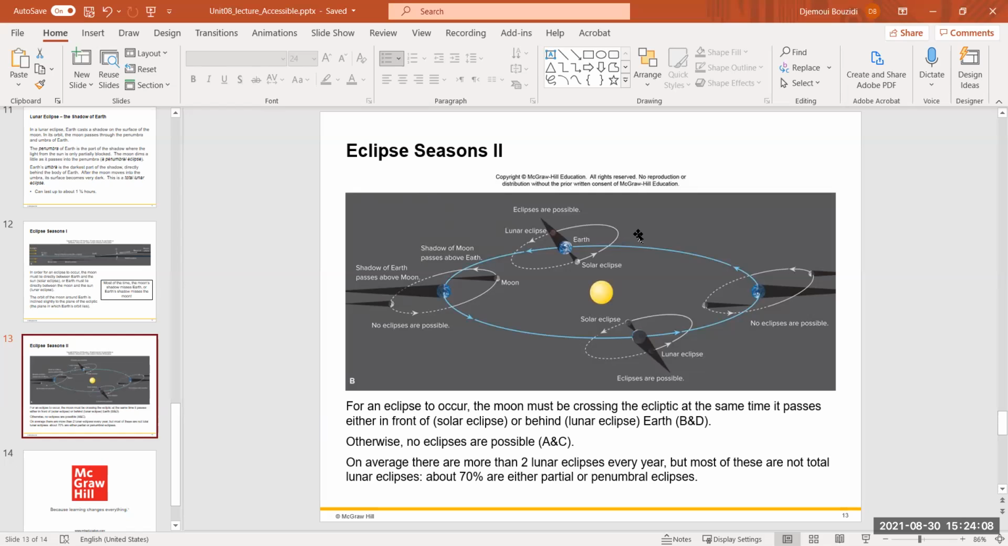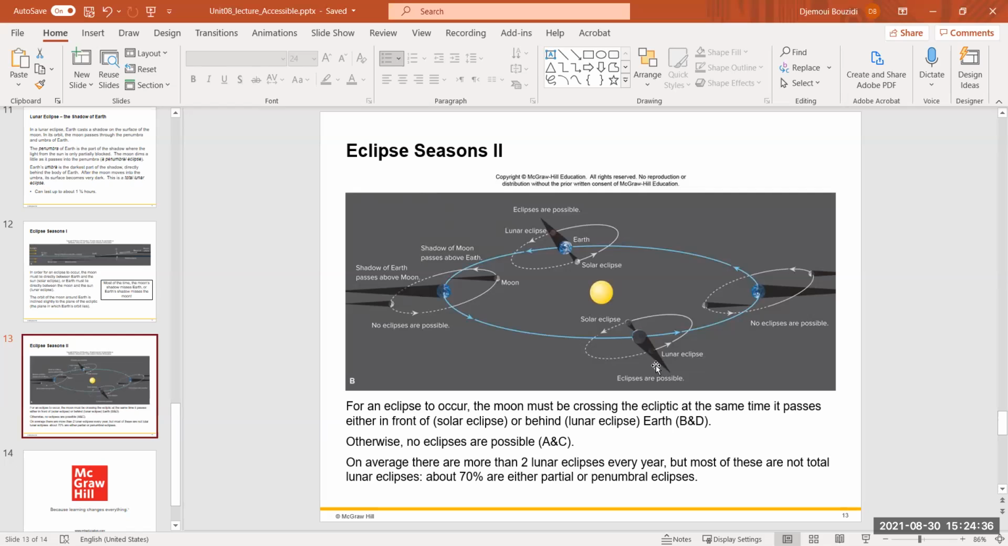Now, the moon has its rotation around the Earth in a plane that is tilted with respect to the ecliptic. That's why sometimes, for example, in this position, the moon can be on either side of the Earth, but we will have neither a solar eclipse nor a lunar eclipse, because the moon is either above the plane of the Earth or below the plane of the Earth, same thing in here.